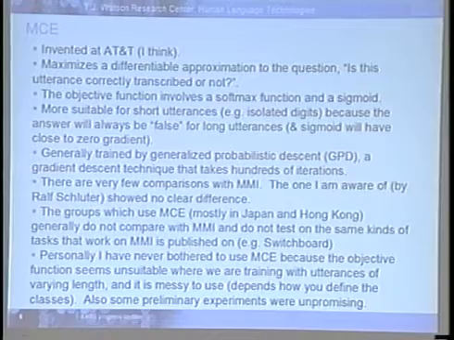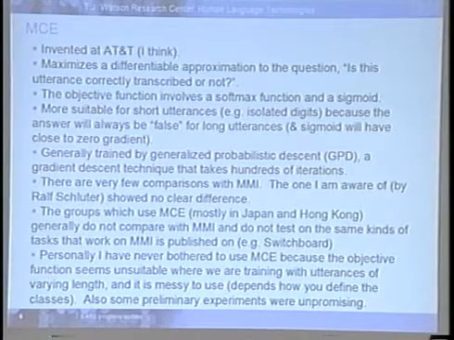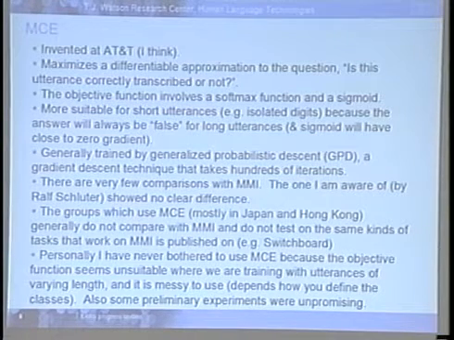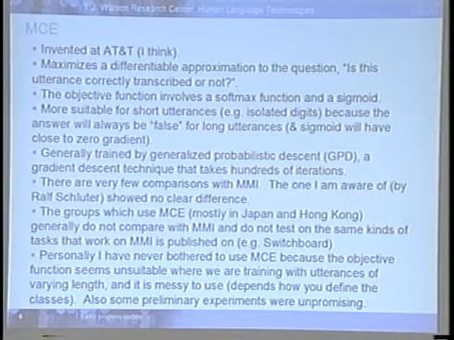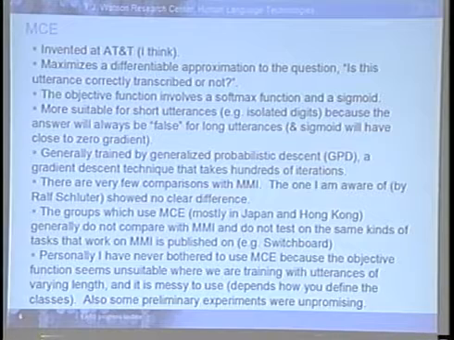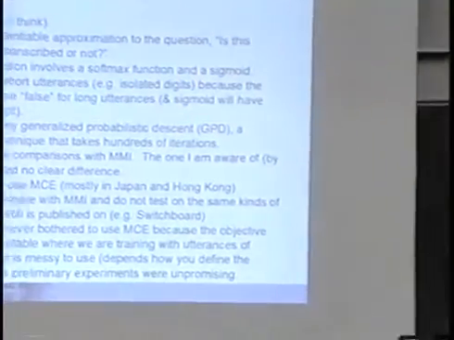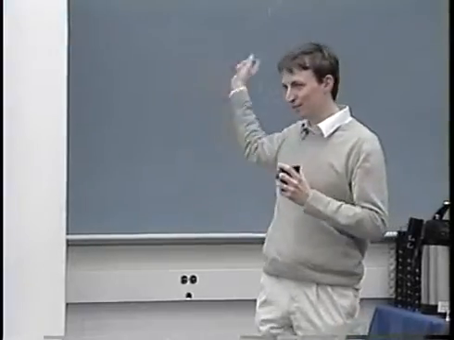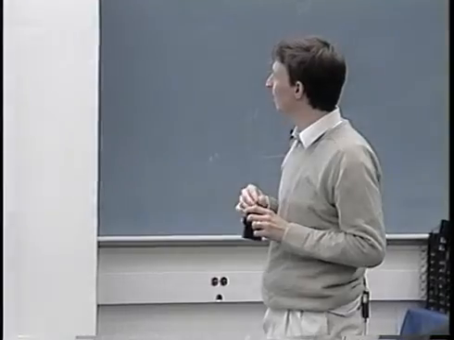I said it maximizes the differential approximation to the question, is this utterance correctly transcribed or not? They actually maximize this objective function that's really very complicated. It's a sum over all of the transcriptions of, you take the correct transcription's log likelihood, and then you take the kind of softmax log likelihood of all the other transcriptions. And then you take the difference and put the difference through the sigmoid. So the equation is enormously long to write down of what it actually is.